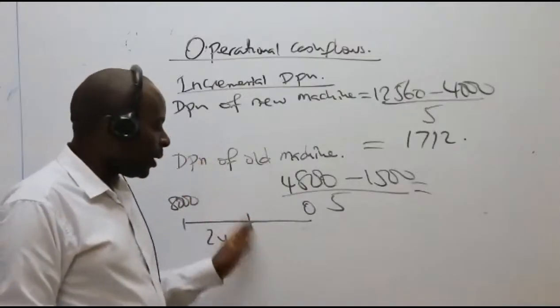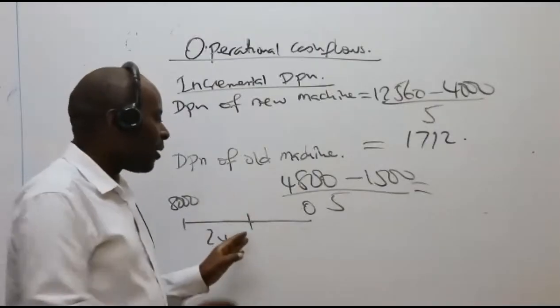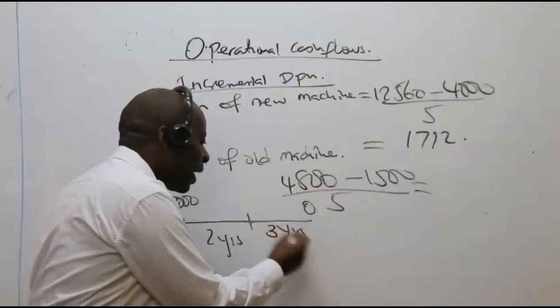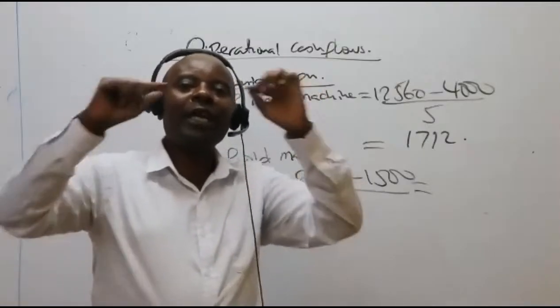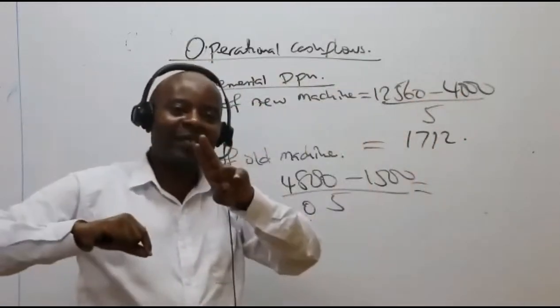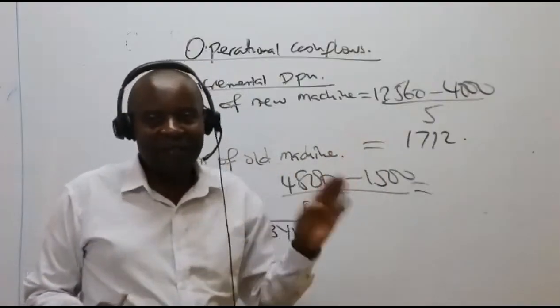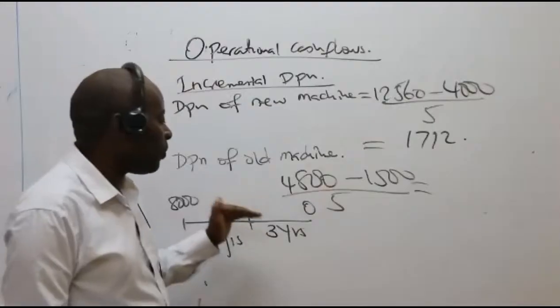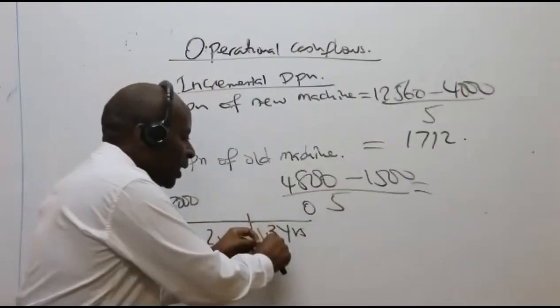At the time of replacement, ladies and gentlemen, listen, because the number of years left here are how many? 3 years, which are not identical to the number of years of the new machine. The remaining period for the two machines must be identical. So the old machine's period is 3 years instead of 5 years.